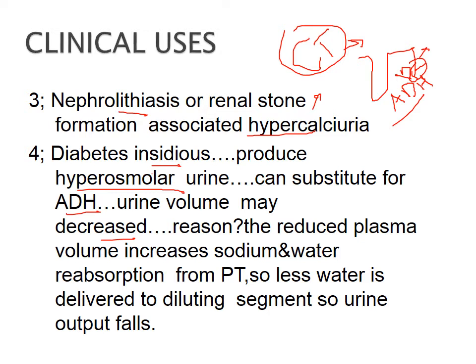They reduce the plasma volume. So they increase the sodium and water absorption from the proximal tubule, so less water is delivered to the diluting segments and the urine output falls. Whenever there is a decrease in the level of blood plasma, the body tries to compensate through the other segments. From the proximal segments you are going to have increased sodium and water reabsorption, so less water goes to the diluting segment and the urine output falls. That is the condition in which they are given.